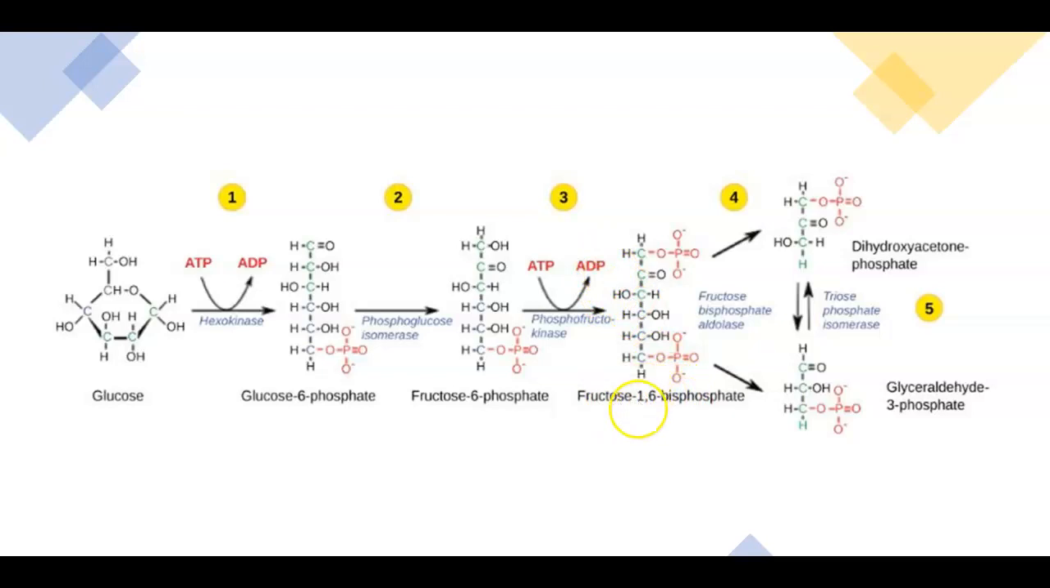Now we have fructose 1,6-bisphosphate. And then ultimately we get two molecules that are almost symmetrical, and then we have an isomerase again that rearranges them so we have that symmetry. We end up with glyceraldehyde 3-phosphate, or what we're calling G3P. So far, so good, I hope.